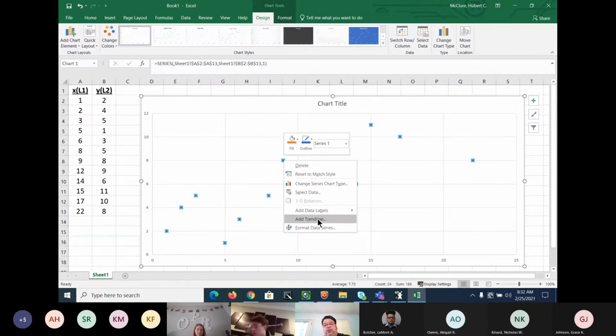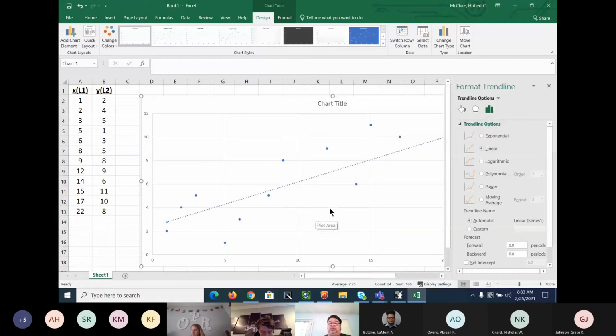Trendline is another word for regression line or line of best fit. Write that down. Trendline is equal to regression line or line of best fit. And there's your line. Now look over here and look at the choices you have. Exponential, linear, logarithmic, polynomial, which means quadratic, power, and moving average.